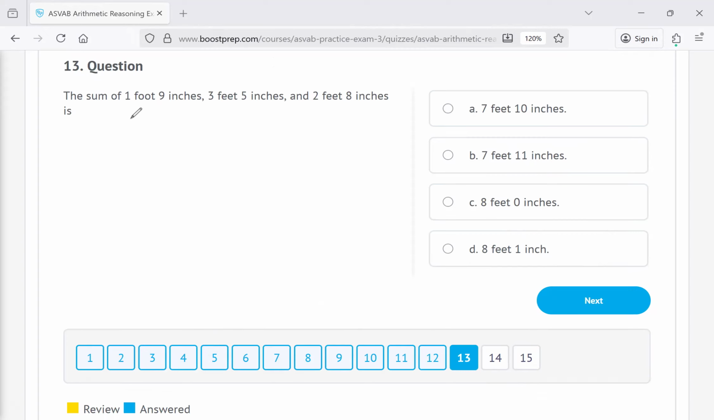So 1 foot in inches, well, we know that 1 foot is 12 inches. So 12 times 1 is 12 inches plus 9 inches, right? Because this is 9 inches. What would that be? 9 plus 12 is 21 inches.